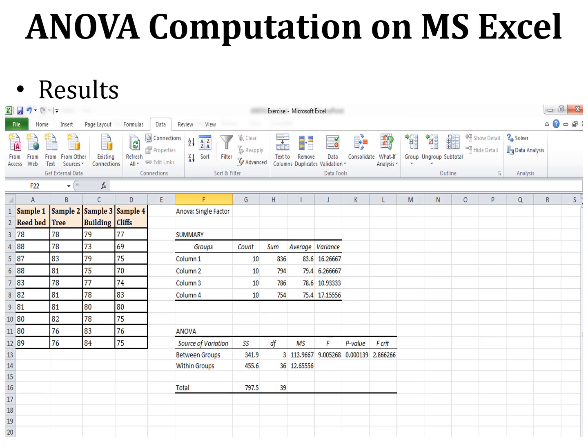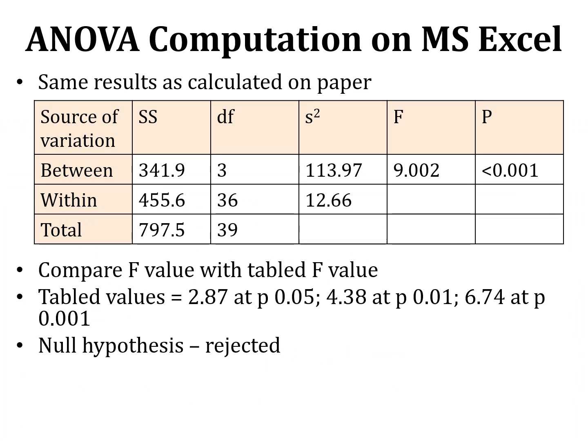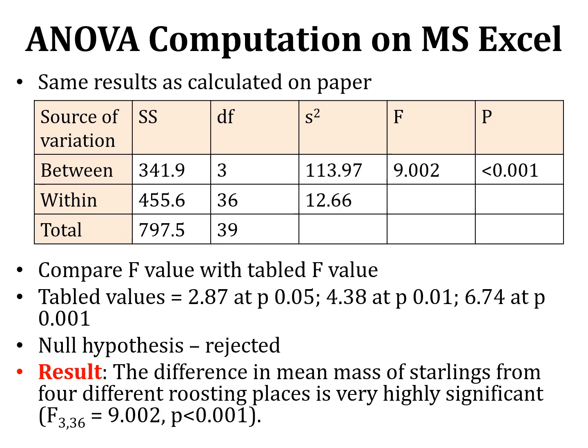And you can see whether this is the same result or not. Let's compare it. So these are the same results as we calculated on paper, right? This is the table that I copied from the exercise when we solved it on paper. So these are the same values. The null hypothesis is rejected, and the result is that the difference in mean mass of starlings from 4 different roosting places is very highly significant.